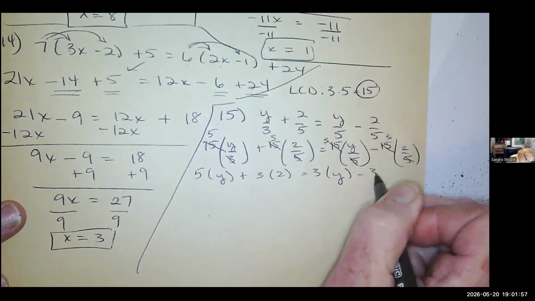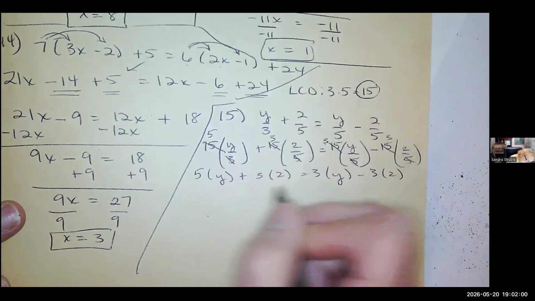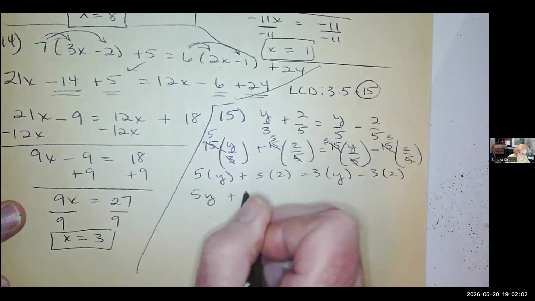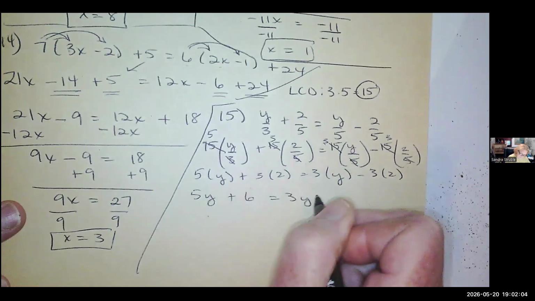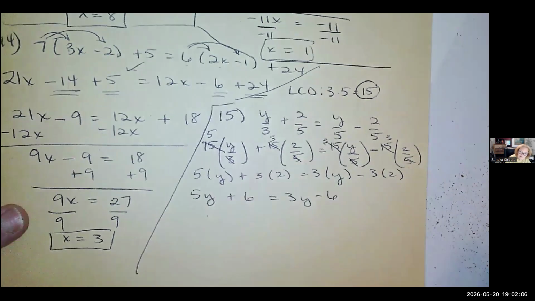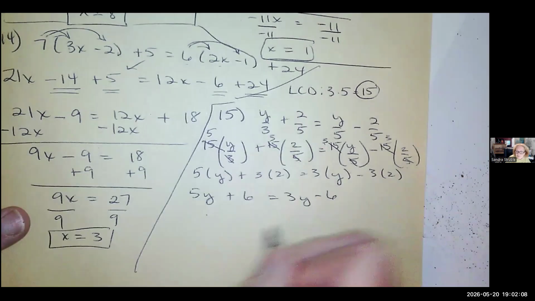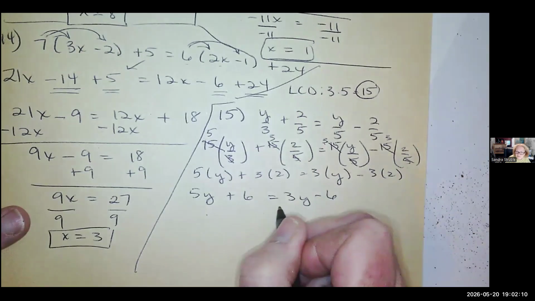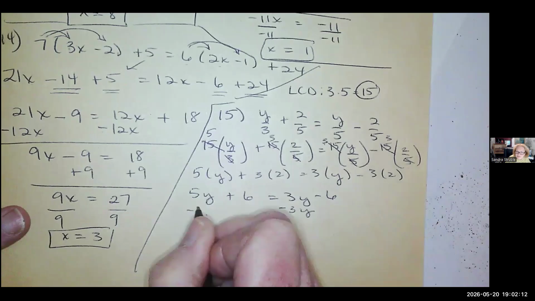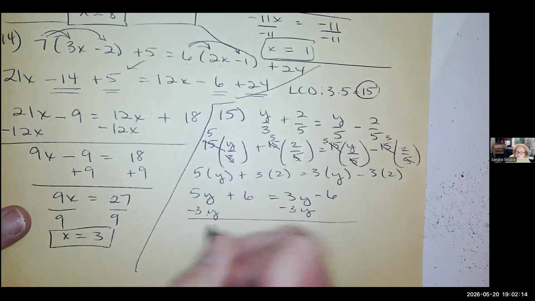Now let's multiply. 5y plus 6 equals 3y minus 6. Okay. Let's get our y's on one side, our constants on the other, subtracting 3y from both sides. 2y plus 6 is equal to negative 6. This is gone.